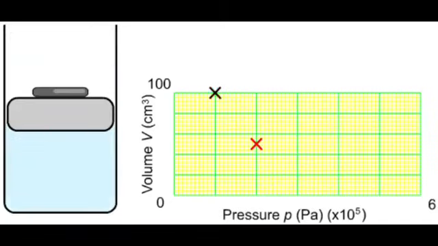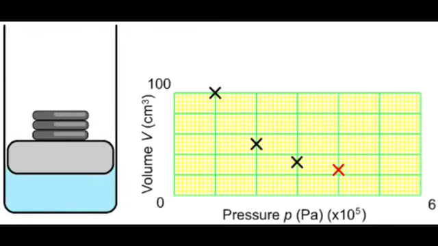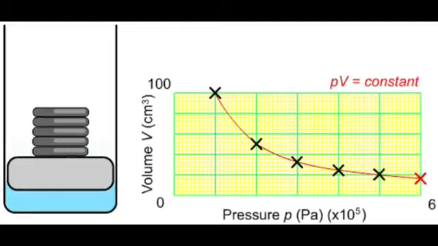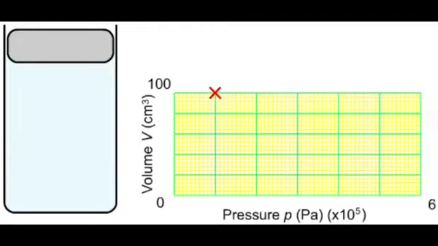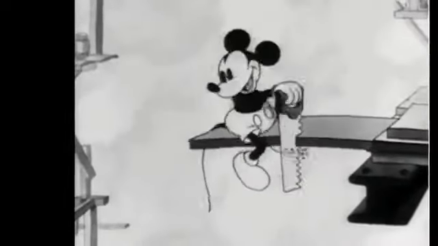The law itself can be stated as follows. For a fixed amount of an ideal gas kept at a fixed temperature, P for pressure and V for volume are inversely proportional. That is, when one doubles, the other is reduced by half.